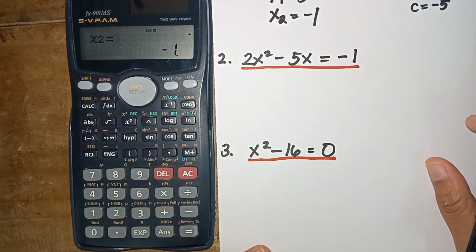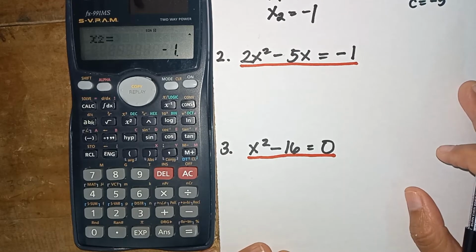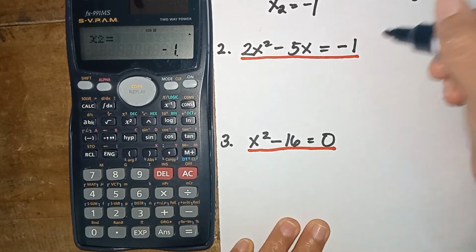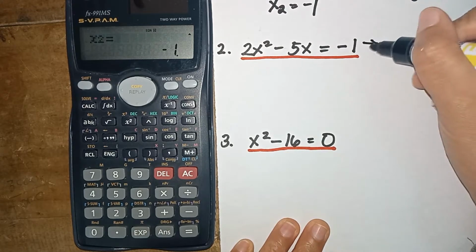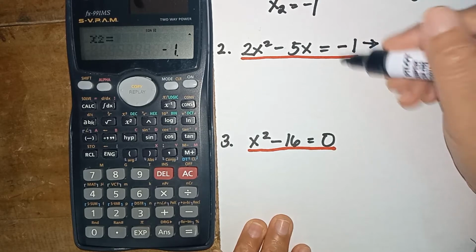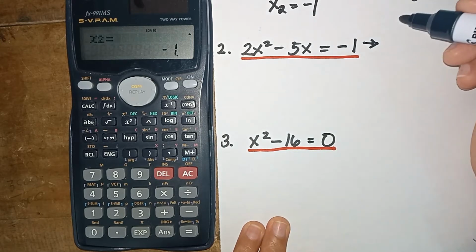Next, example number 2, we have 2x squared minus 5x equals negative 1. We all know that this kind of equation is not yet in general form. So, to make it in general form, transpose natin yung nag-iisang term dun sa isang side equation.